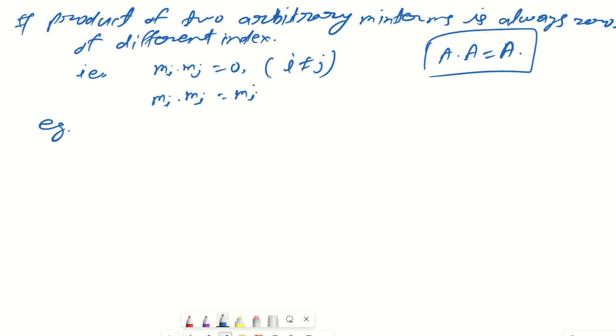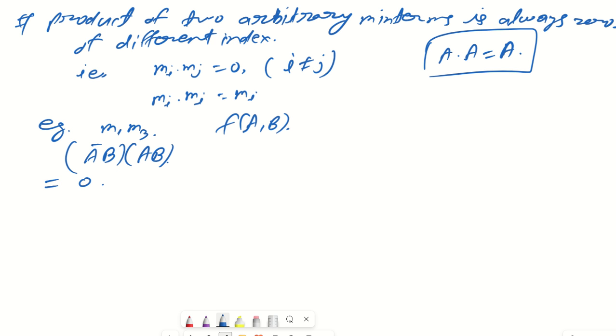So for example, let me just tell you m1 into m3. Can we prove that it is going to be 0? Definitely. So let us say we have a two variable function a, b, and I want to find out m1 and m3. So m1 will be what? I can write a bar b, that is my 0 1, that is m1, and m3 is a and b both in non-complemented form. So now you can see, if we multiply, we are having a product of a bar and a. So a bar times a is going to give us 0. So that is anyway going to be 0.